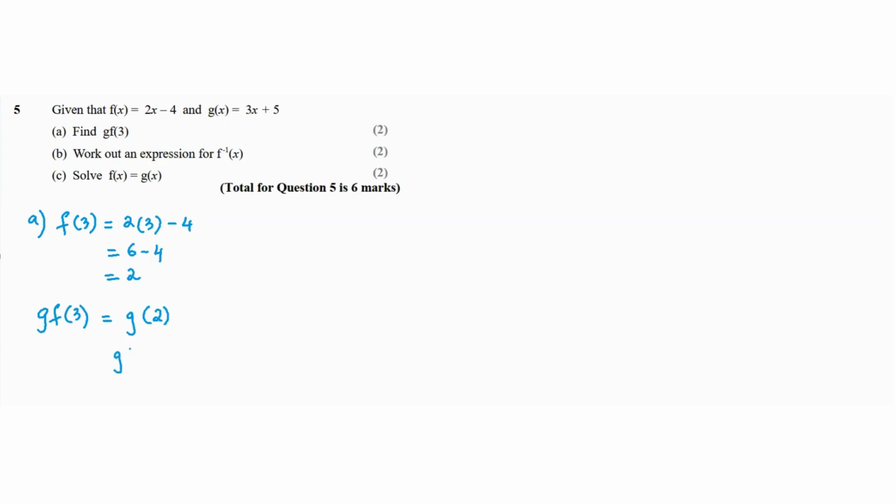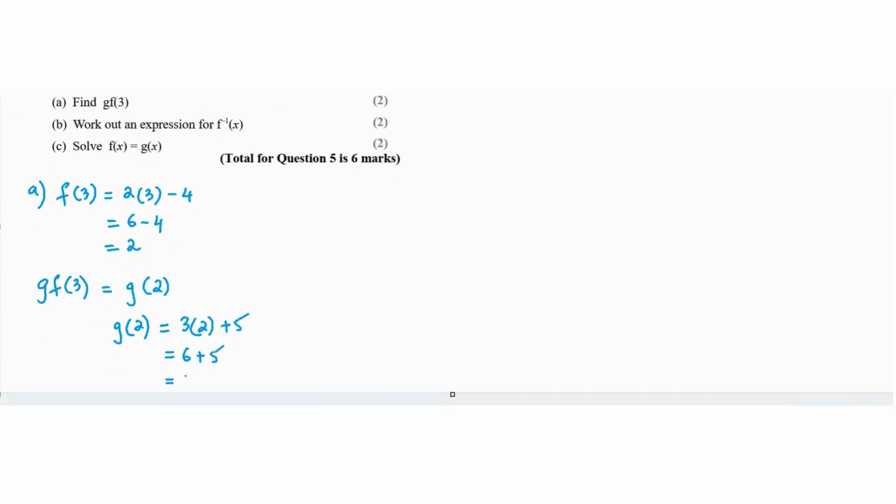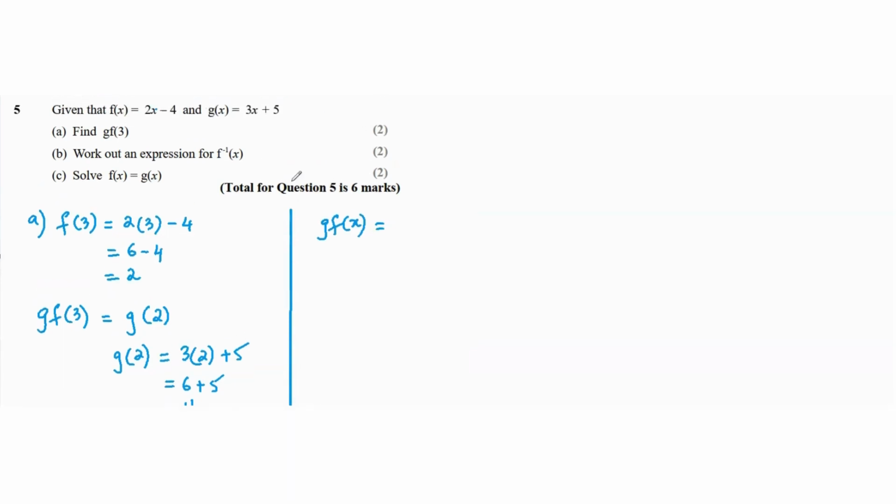So g of 2 is basically going to equal 3 times 2 plus 5, which is 6 plus 5, and that's equal to 11. An alternative method that you could have used was if we had instead found g of f of x first. So g of f of x would have been found by replacing the x in g of x with the function f. So that would be 3 times (2x minus 4) plus 5. As you can see, we replaced the x in g of x with f of x.